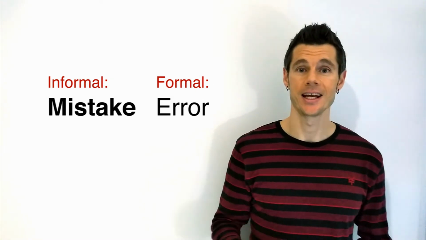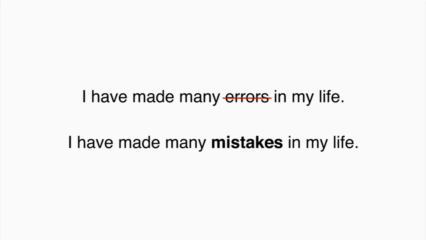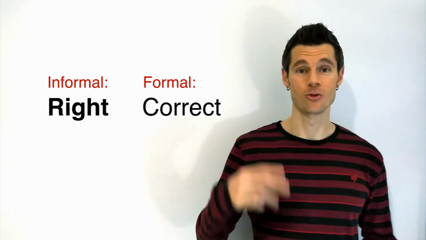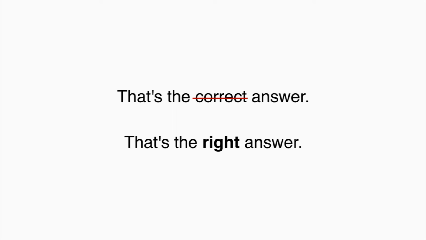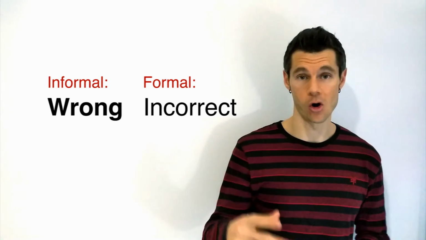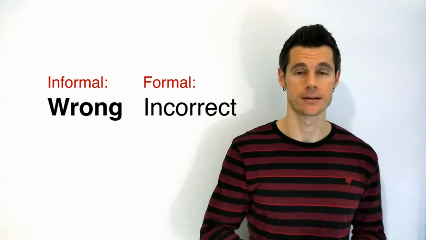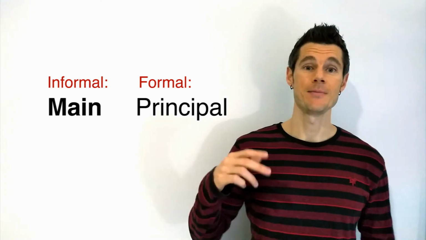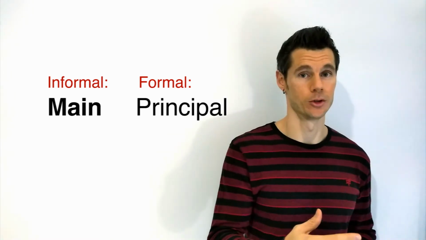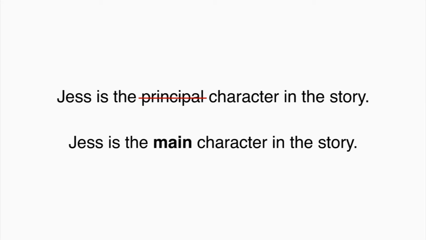Say mistake instead of error. I have made many mistakes in my life. Say right instead of correct. That's the right answer. Say wrong instead of incorrect. Your assumption is wrong. Say main instead of principal. Jess is the main character in the story.